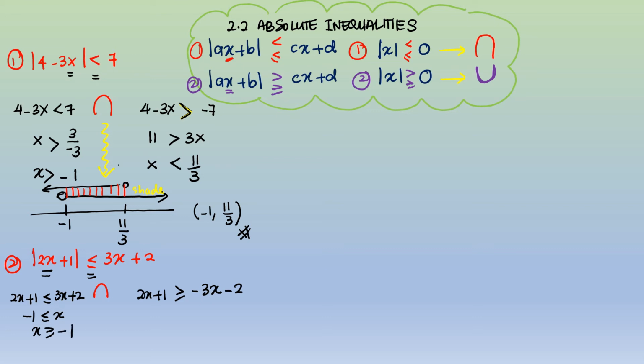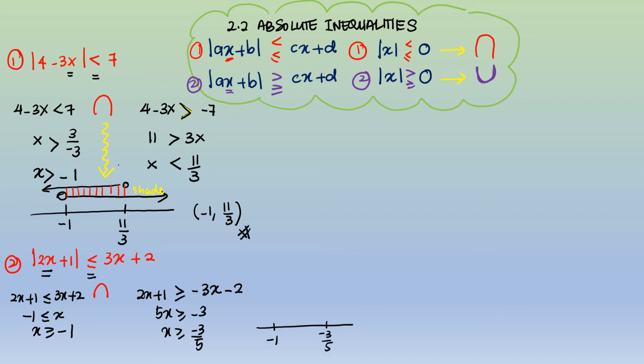Okay, am I right? Let's check. Yes, it's right. So here, what do you have? 5x equals negative 3. So x is greater than or equal to negative 3 over 5. Okay, I put here negative 1 and negative 3 over 5. Which one is lesser? Of course, negative 3 over 5.